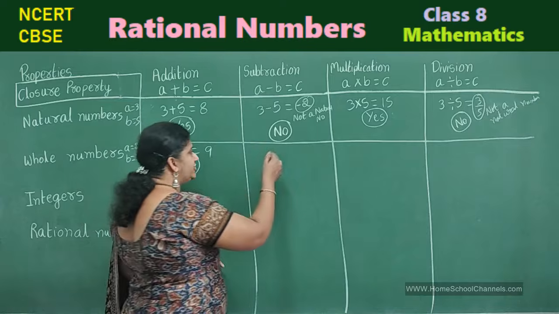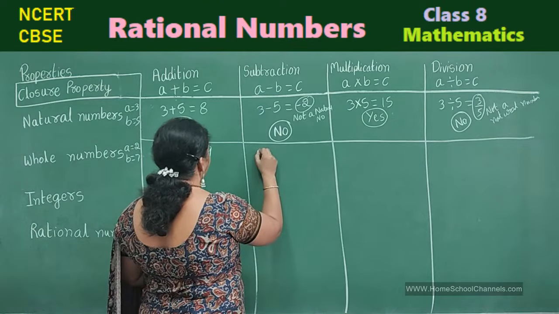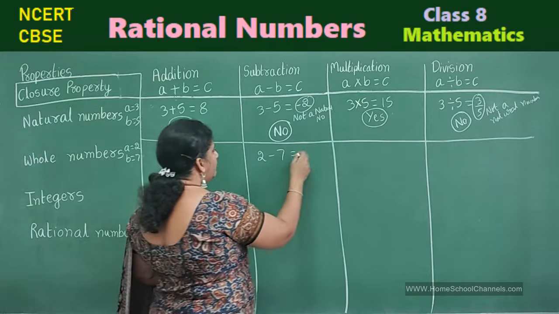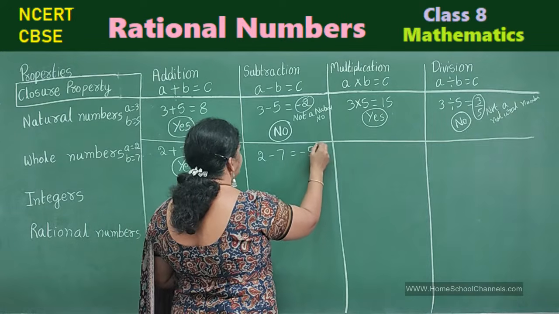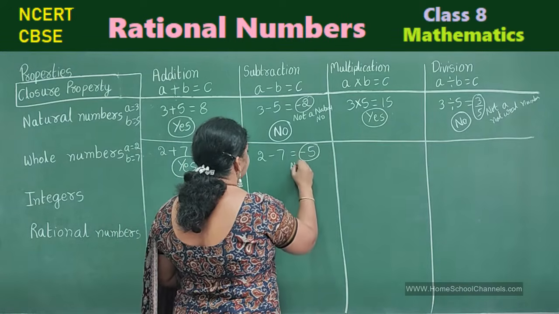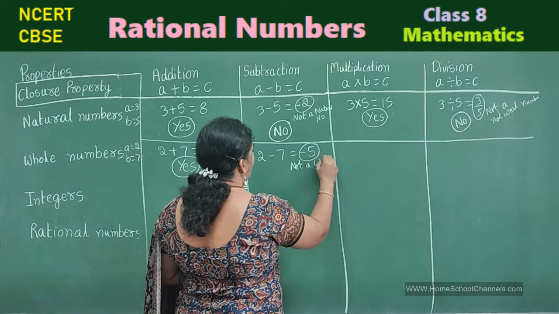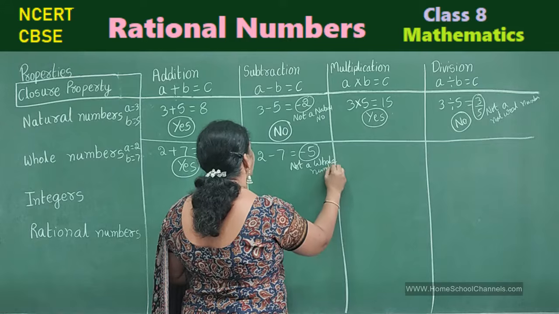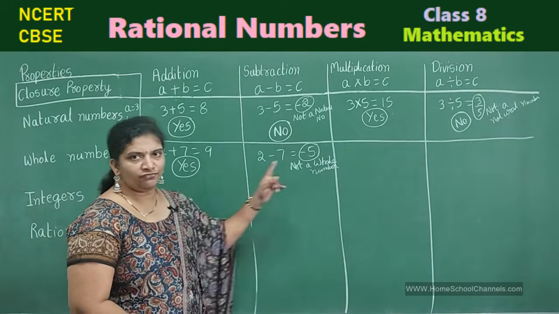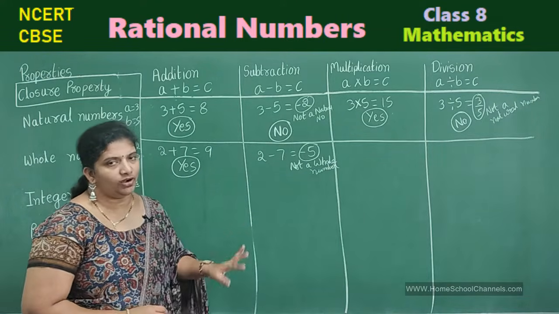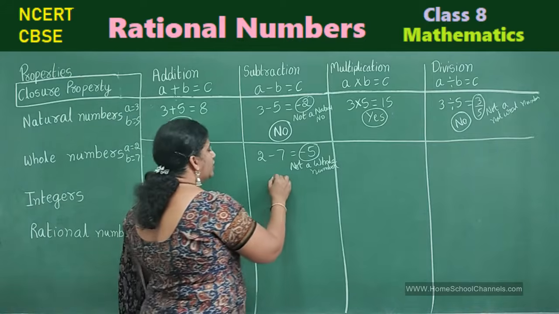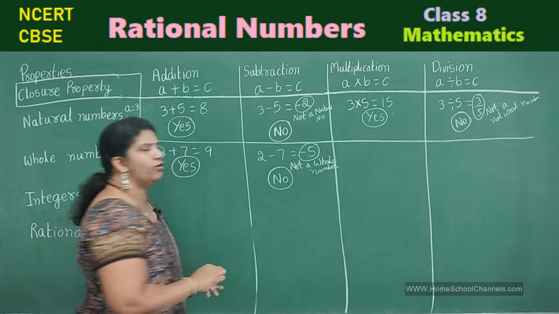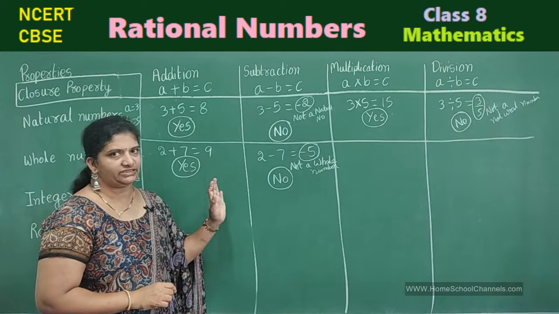Next, subtraction. Same manner, substitute. 2 minus 7 is equal to minus 5. So, this is not a whole number. Minus 5, is it a whole number? No, it is an integer. Therefore, minus 5 is not a whole number. Closure property is not true for whole numbers under subtraction.